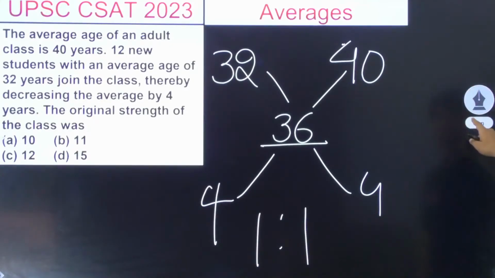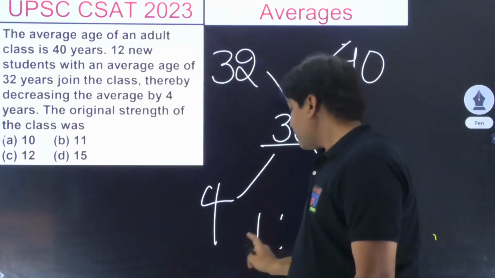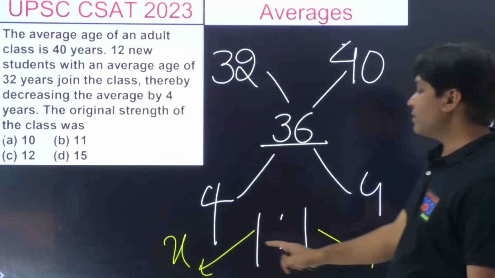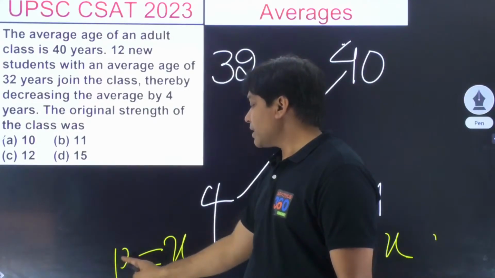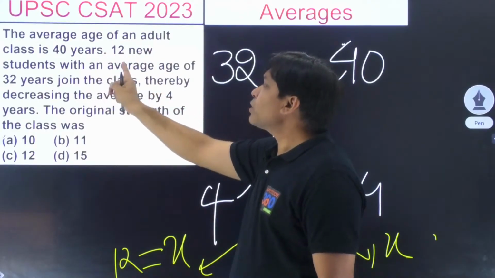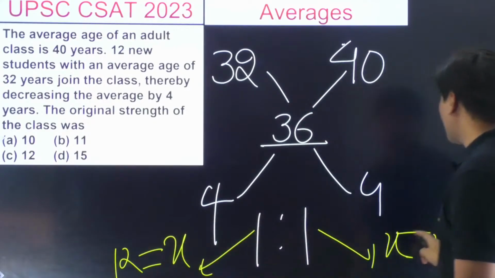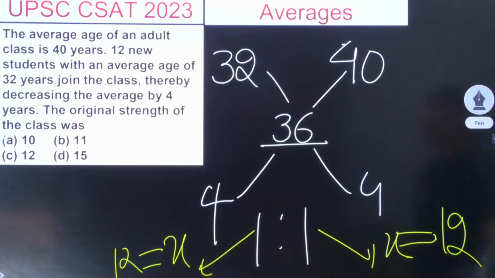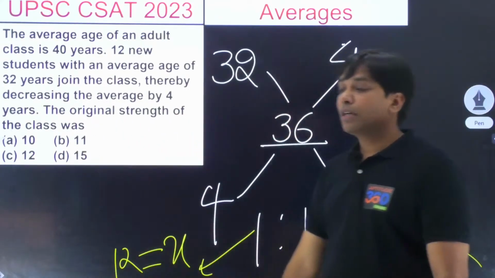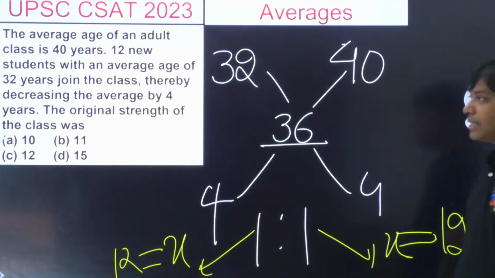So numbers should be nothing but the same, because if this has to be x, this has to be x, and if this is 12, as per the problem it says now 12 new students with an average age of 32 are joining. So if this is 12, what is this? This is also 12. What is the original strength of the class? It was 12. Good job. Did you get this, people? Did you get this?